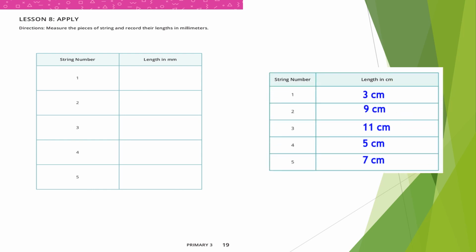Lesson 8. Measure the pieces of string and record their length in millimeter. We measured them before, and the first one was 3 centimeter, the next 9, and the next 11, 5, 7. How to convert from centimeter to millimeter? Don't forget we said that 1 centimeter equals 10 millimeter. So 3 centimeter will be 30 millimeter, 90 millimeter, 110 millimeter, 50 and 70. Each number we added a 0 to it.